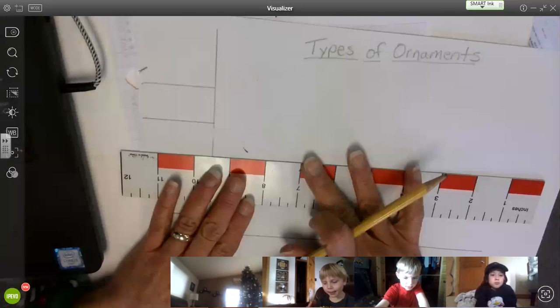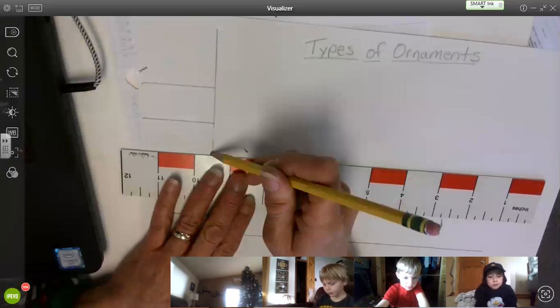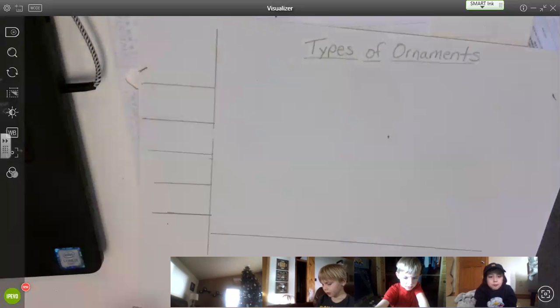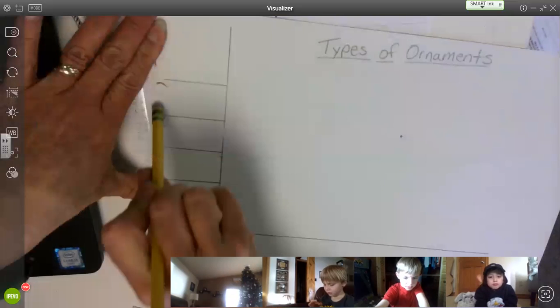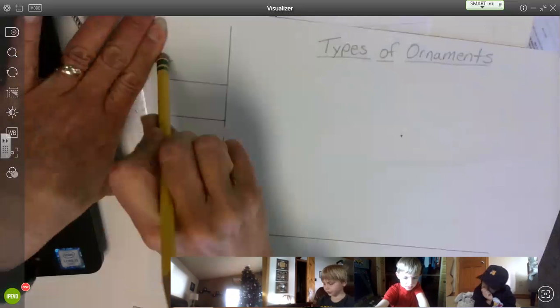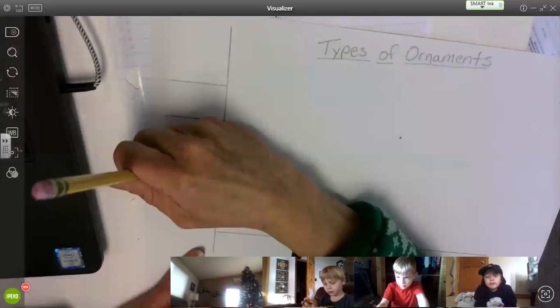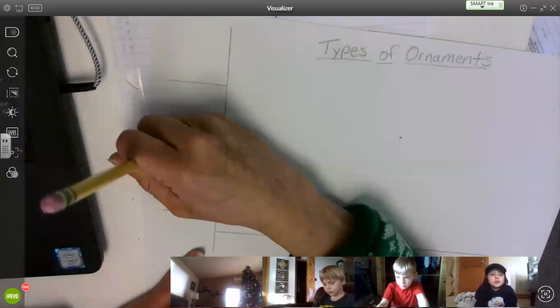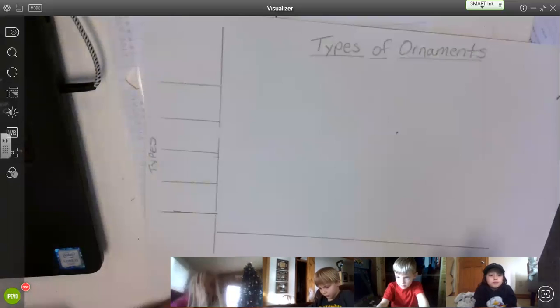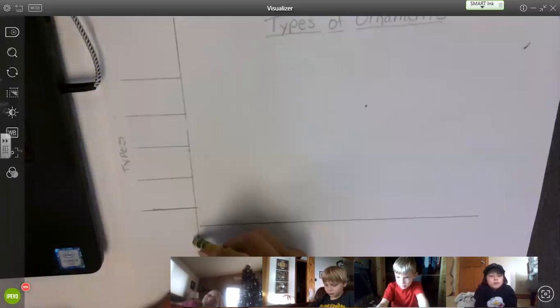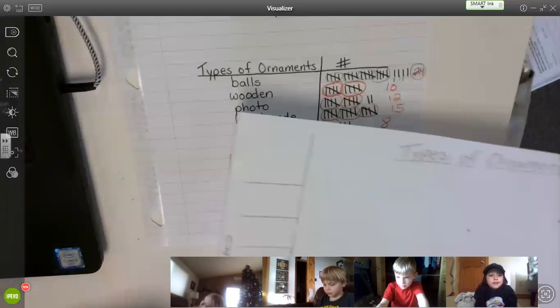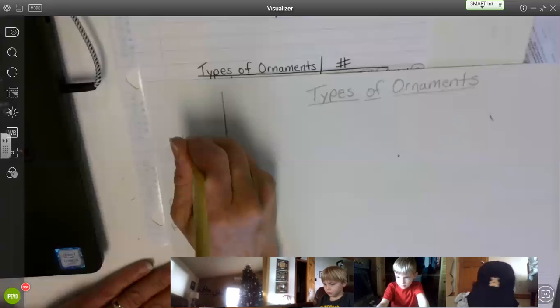All right, so this is where I will put the actual types. And I have to write on the side for my readers to know what these are. These are the types here, types, or kinds, I could say. Now that I have the lines, I can write them in. I said balls are one type, wooden.